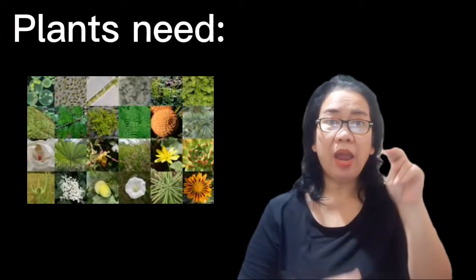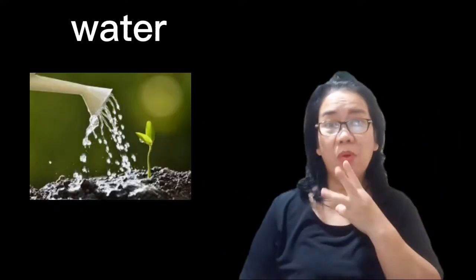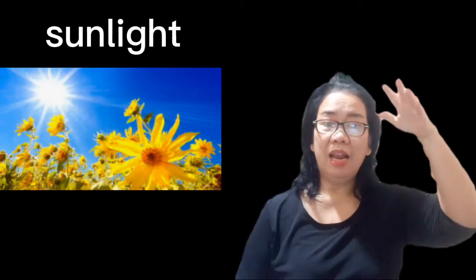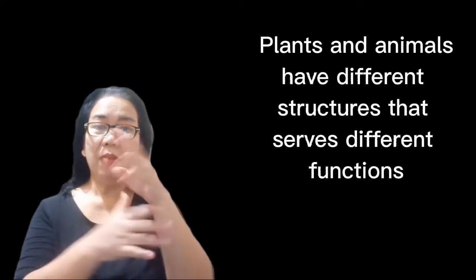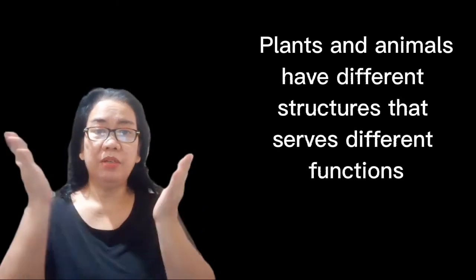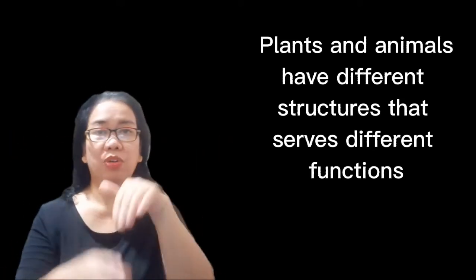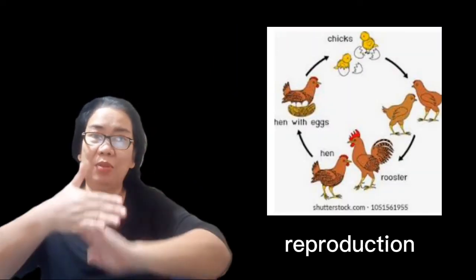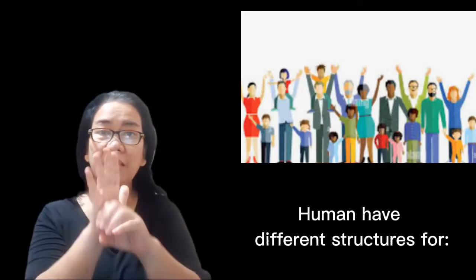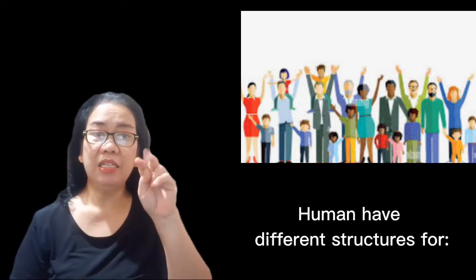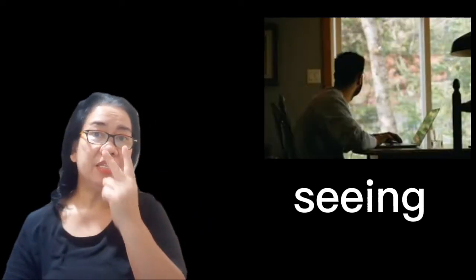Plants require air, water, nutrients, and light. Plant or animal has different structures that serve different functions in growth, survival, and reproduction. Now, example, humans have distinct structures for walking, holding, seeing, and talking.